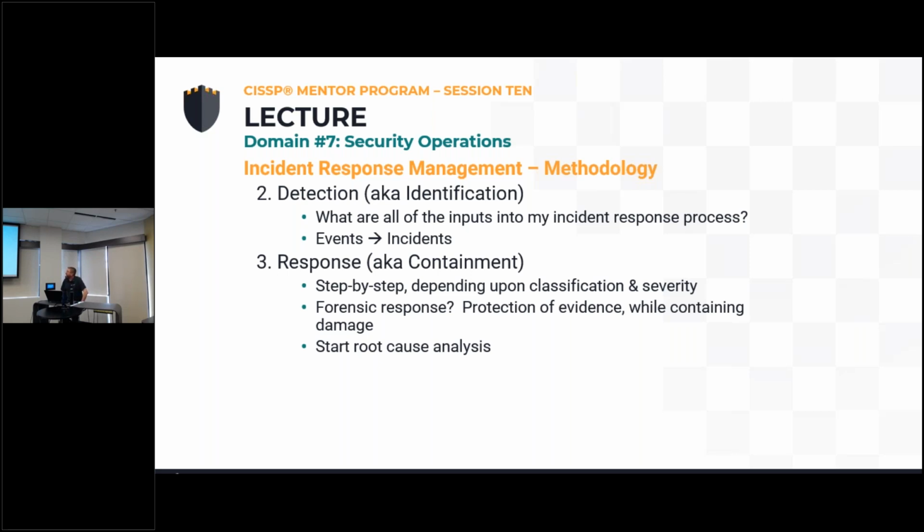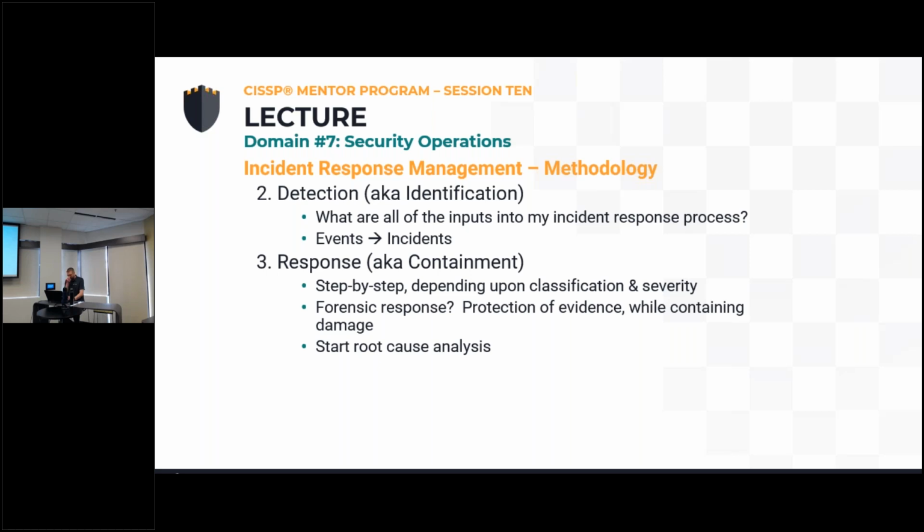All right. So detection or identification. What are the inputs into the incident response? Events or incidents? How are we identifying? How do we detect what's going on? Pretty easy, right? We can't protect what we don't know about. It comes back to access controls, logging, alerting, things like that.